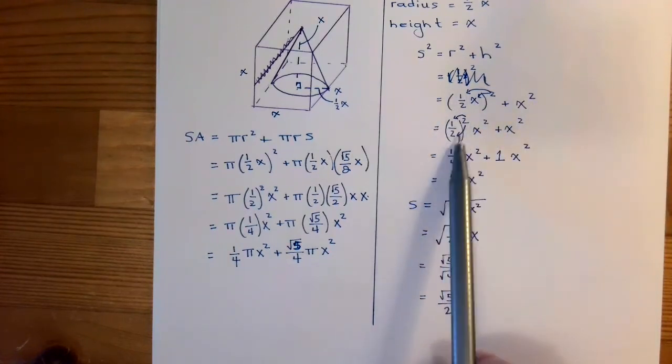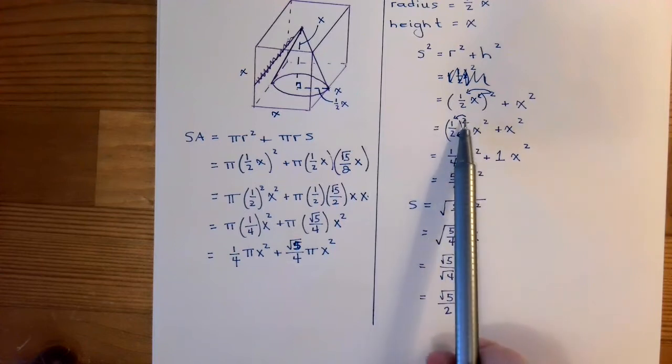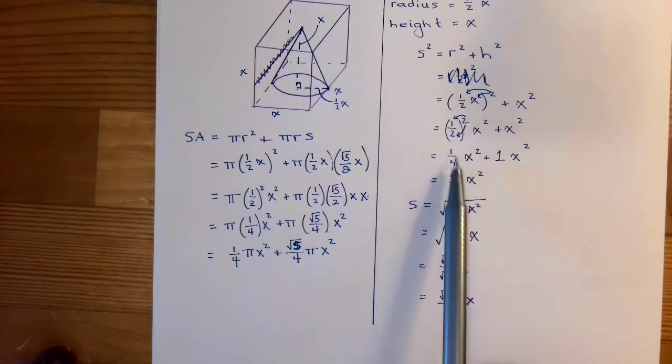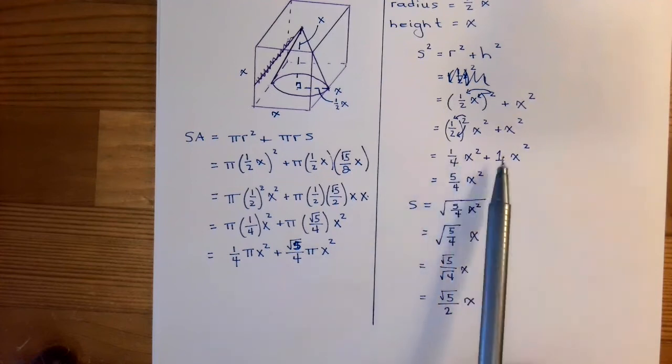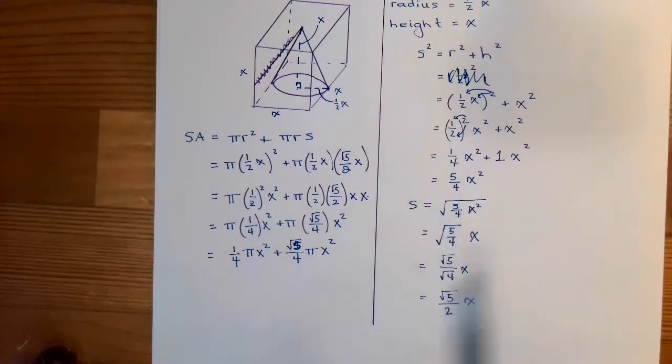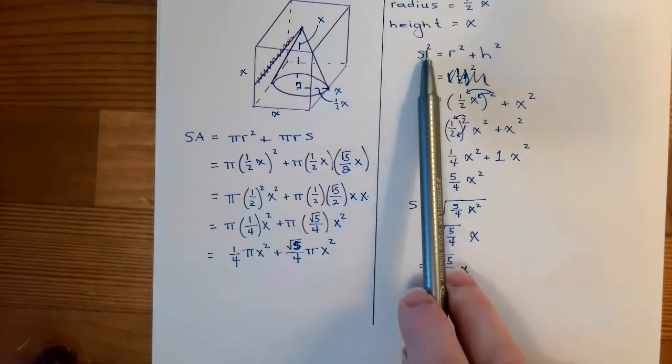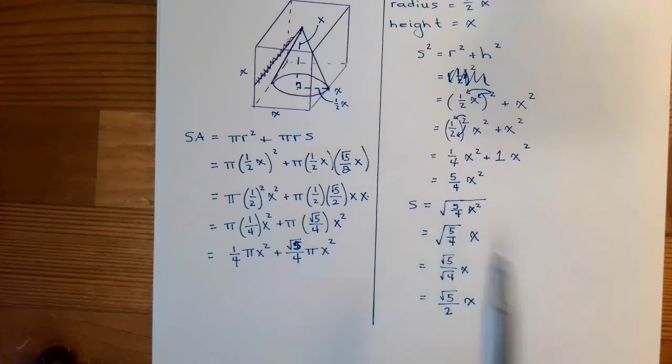Well, 1/2 squared becomes 1/4. So I have 1/4 x squared plus 1x squared. And I know that a quarter plus 1 is 5/4. So now I have 5/4 x squared, and that was my slant height squared. So then I had to take the square root of that.